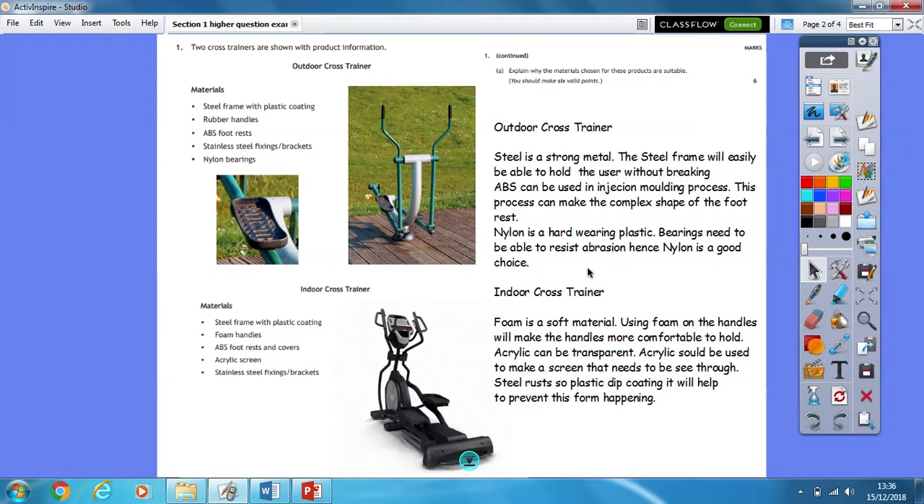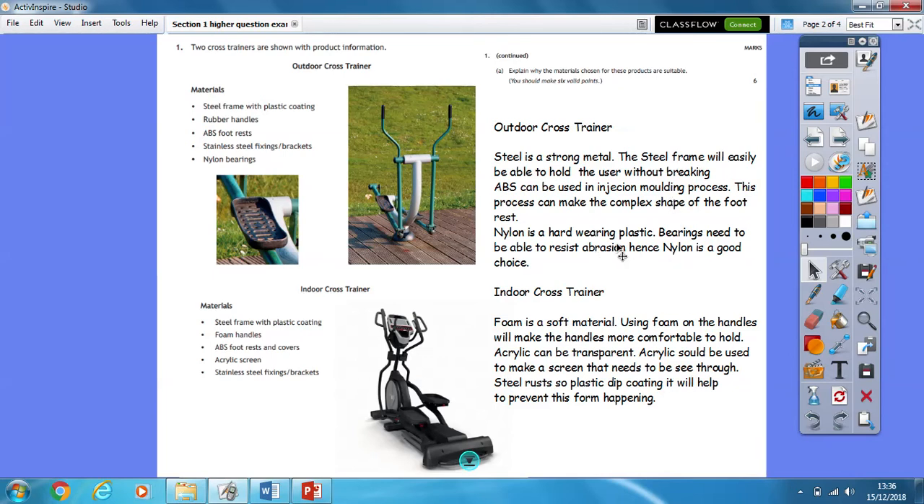Nylon, we know, is a hard-wearing plastic. If you remember in the exercise, we had a picture of nylon cogs, and a nylon bag in terms of textiles. So nylon is definitely going to be a hard-wearing plastic, and that's suitable for bearings because bearings are going to be subjected to a certain degree of abrasion. Bearings need to be able to resist this abrasion, hence nylon is a good choice.